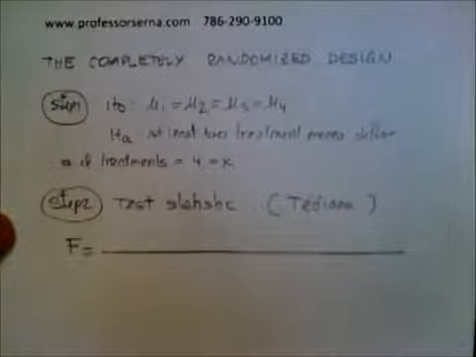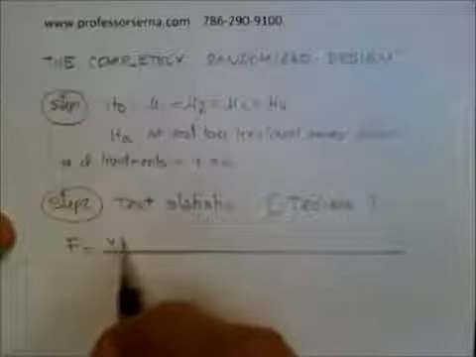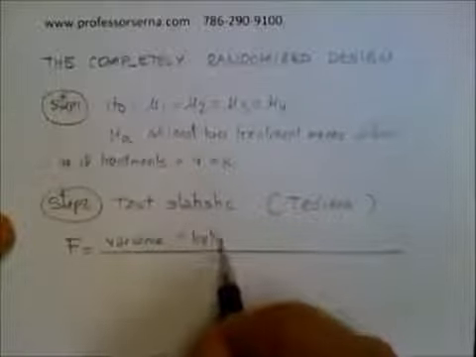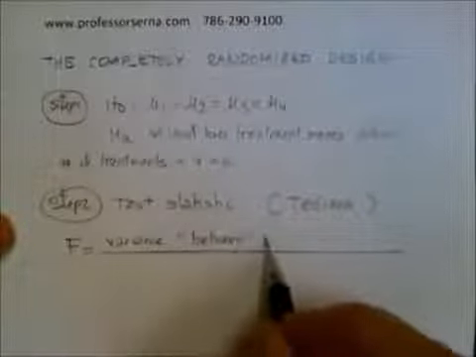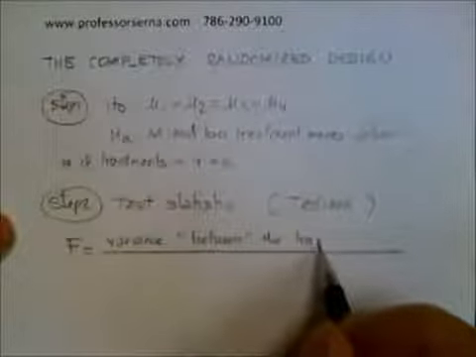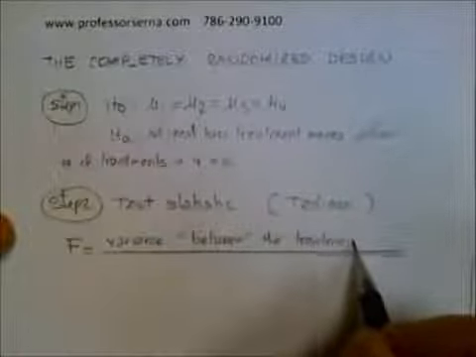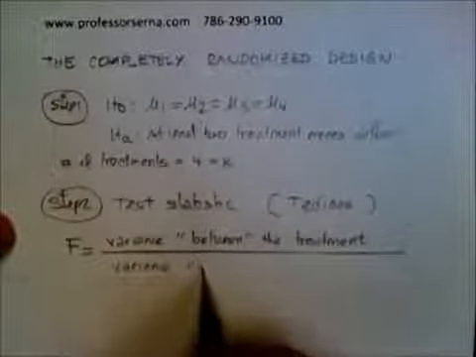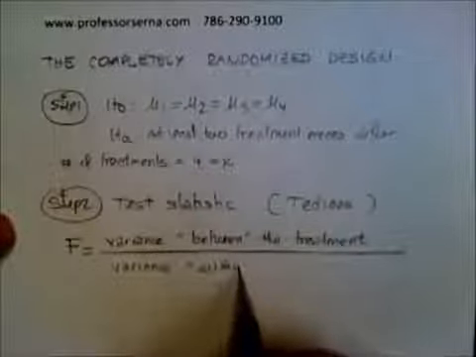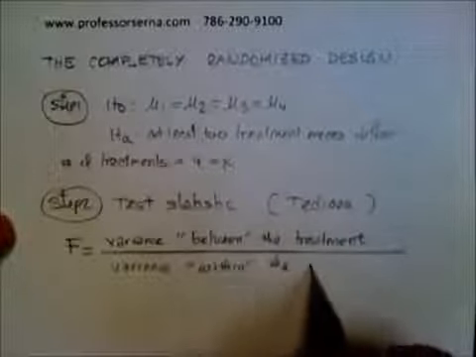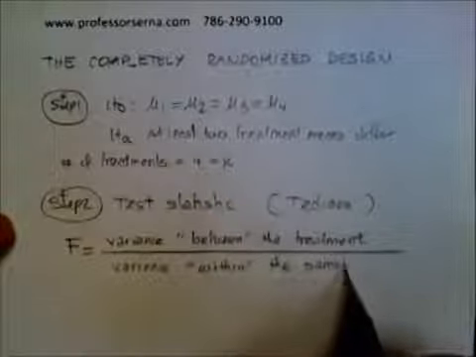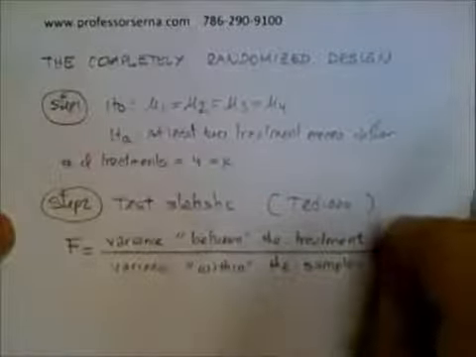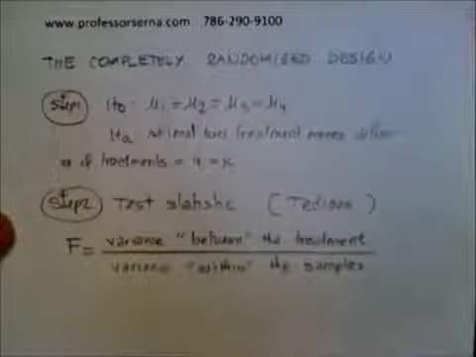The numerator of this fraction will be the variance between the treatments, and the denominator will be the variance within the samples. And to give you an example of what this really means, let's consider an example.